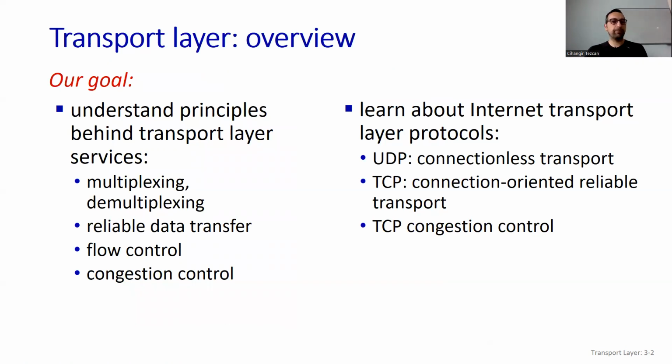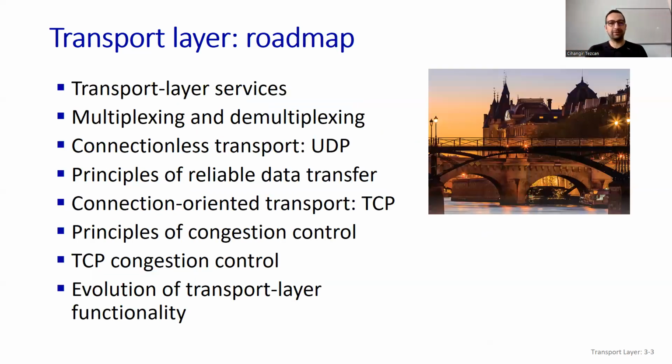Our goals are as follows: understand the principles behind transport layer services. Here we will be talking about multiplexing, demultiplexing, reliable data transfer, flow control, and congestion control. Of course, there is more to talk about here, but I will not go into detail. I will just explain how we can do reliable data transfer. More importantly, we will talk about the Internet transport layer protocols, UDP and TCP, because then we will talk about what the attacker can do when we talk about security. So we need to know how UDP and TCP work.